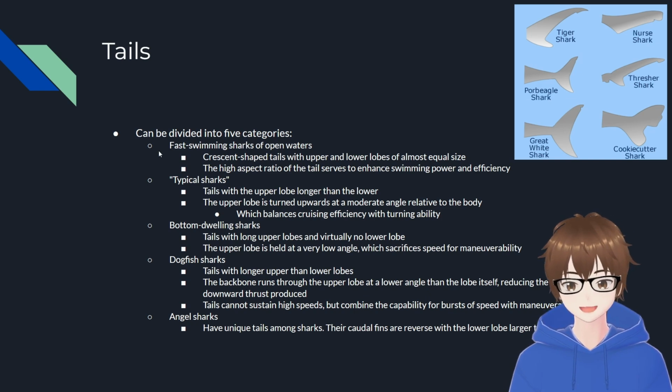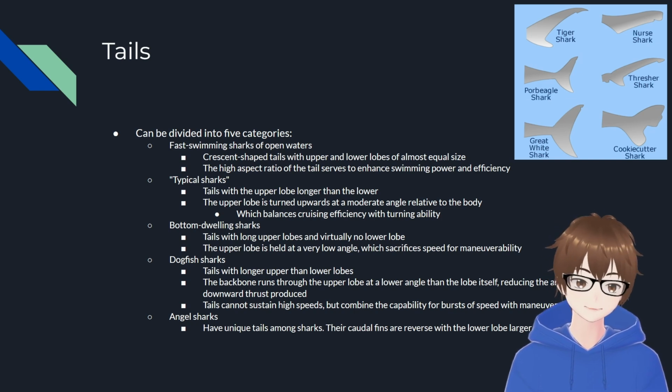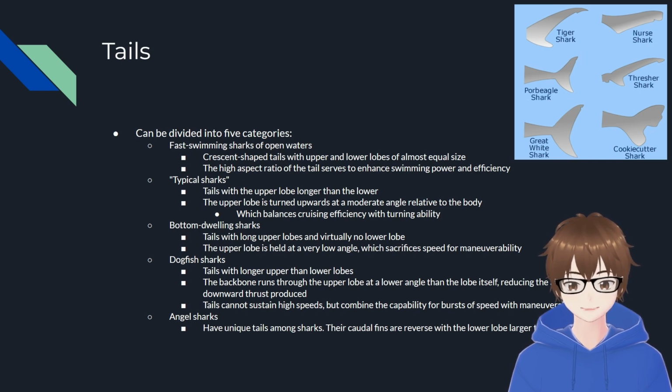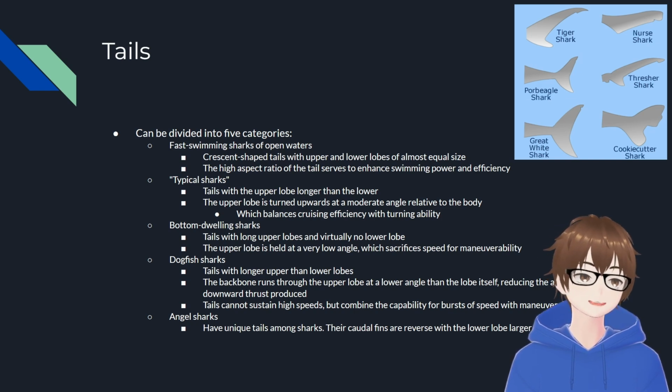So the first category is fast swimming sharks of the open water. These can have crescent shaped tails with upper and lower lobes of almost equal sizes, and the high aspect ratio of the tail serves to enhance swimming power and efficiency. And as we're going over this, you can look at the top there and see a picture of a few different types of tails.